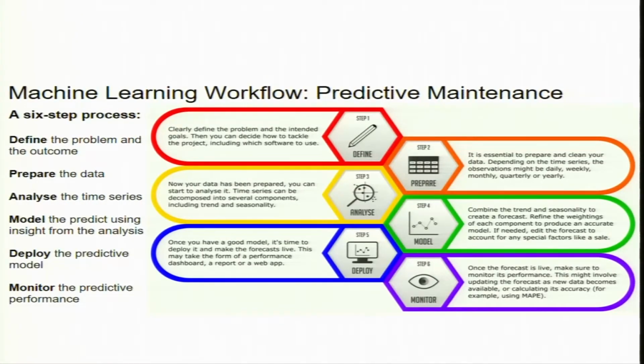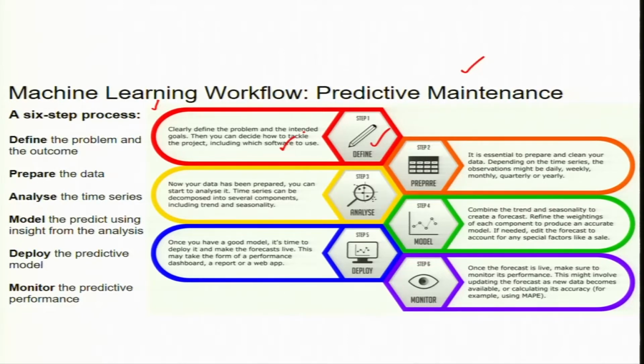So, let us see the machine learning workflow in predictive maintenance. There are 6 steps, some of which we have already mentioned. The first is to define, that is, clearly define the problem and intended goals, then you decide how to tackle this particular problem.